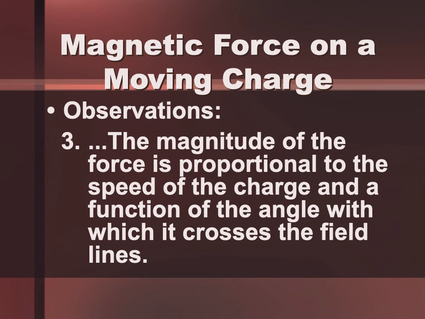The magnitude of the force is proportional to the speed of the charge and a function of the angle at which it crosses the field. So how much force is on this charge depends on how fast that charge is moving and the angle also, because obviously the key is it's the perpendicular velocity, so we involve the angle in it. Okay, so it's interested in the angle. It tells us how much of the velocity is actually perpendicular, how much of the speed is perpendicular, and then how fast it's going. And the faster it's going, the greater the force on it.